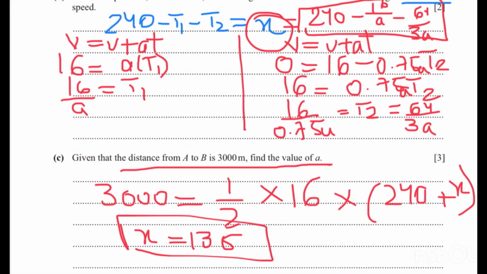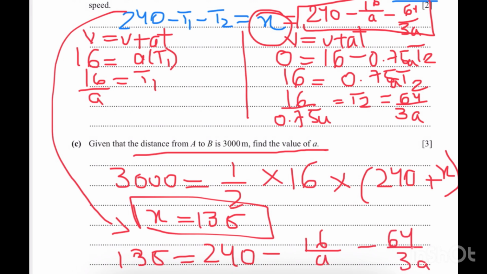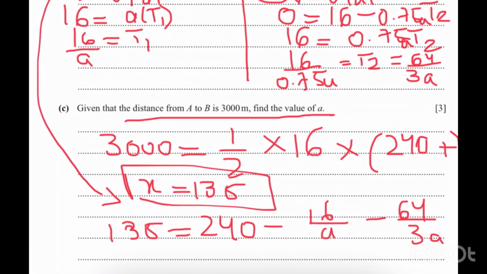We can substitute this in this formula. So 135 is equals to 240 minus 16 over a minus 64 over 3a. So when we solve this, we get a is equals to 16/45.